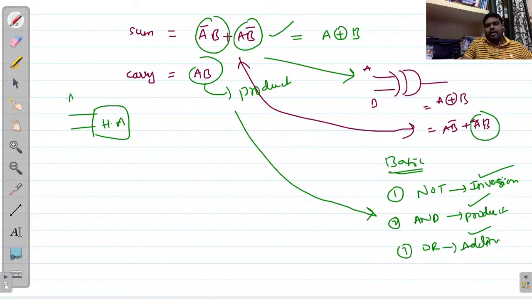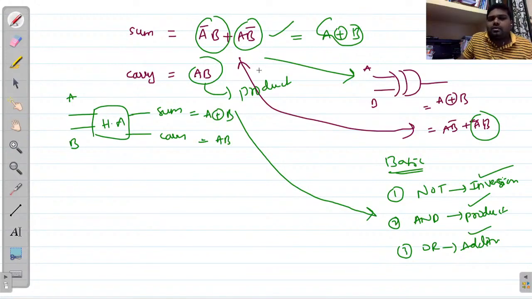Here we are providing A and B. These are the two input variables. Here I am getting sum, and here I am getting carry. So this is the circuit I want to implement. For that I am calculating sum. I found this relation, the sum relation, that is A XOR B, and for carry I am getting AB.